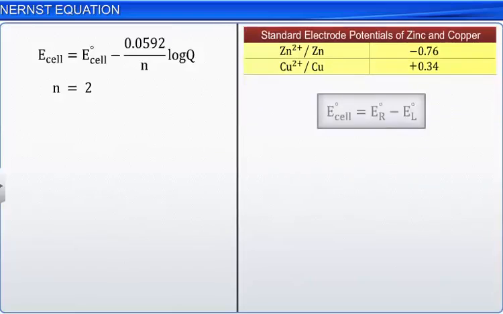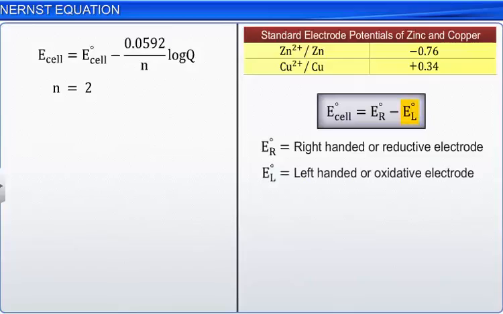Now, we need to find E naught cell by using the equation shown here. E naught R is the electrode standard potential of a right-handed or reductive electrode and E naught L is the left-handed or oxidative electrode.